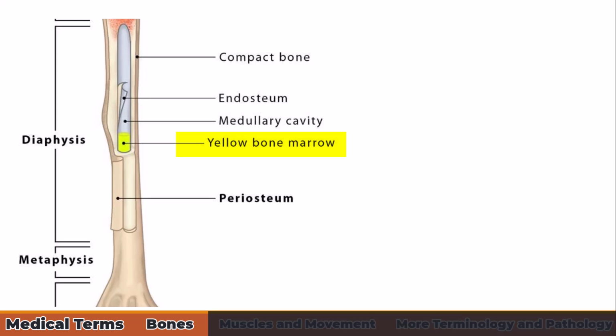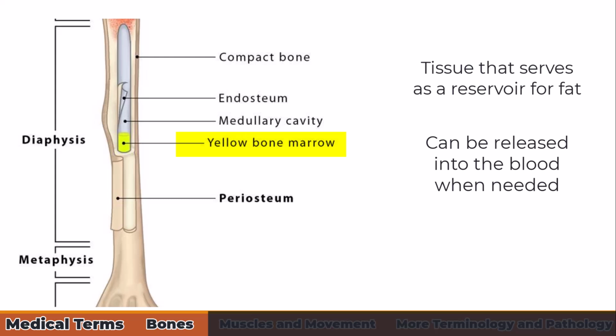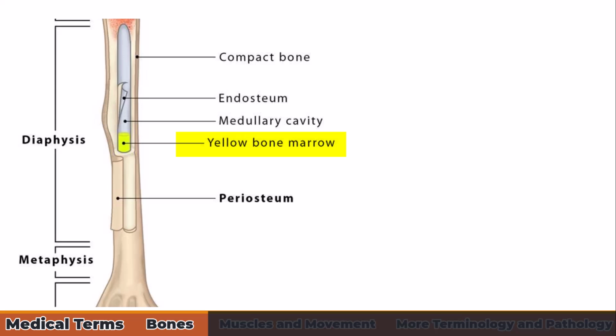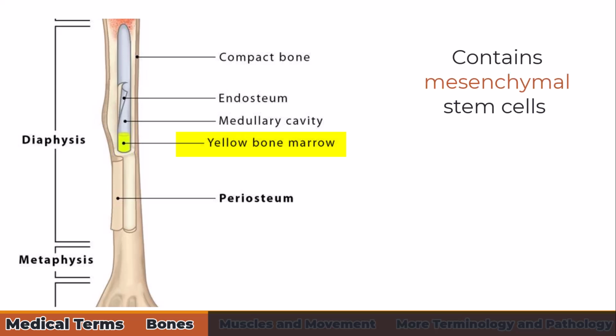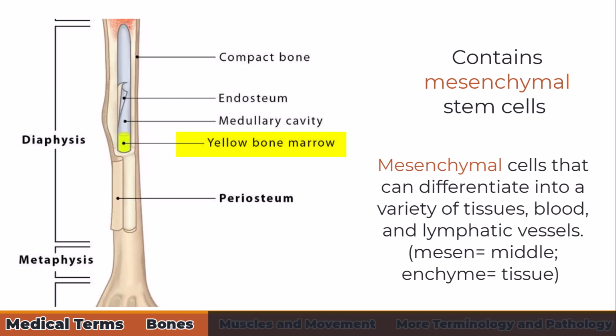Yellow bone marrow is a type of tissue that serves as a reservoir for fat, which can be released into the bloodstream for energy during times of need. Yellow bone marrow also contains mesenchymal stem cells, which are amazing because they can differentiate into various cell types, including bone, cartilage, and fat.